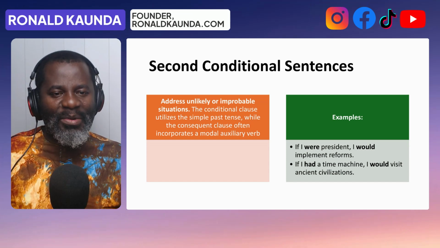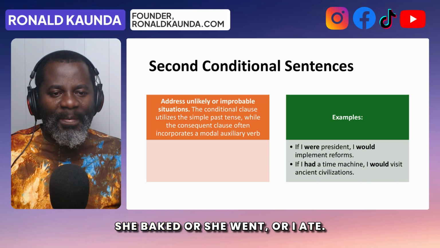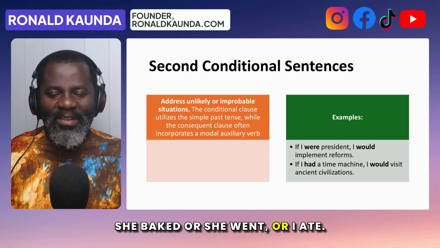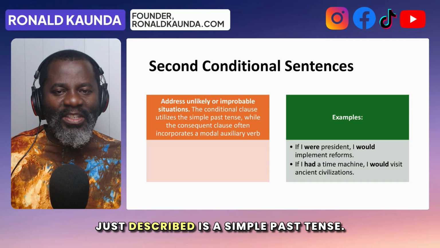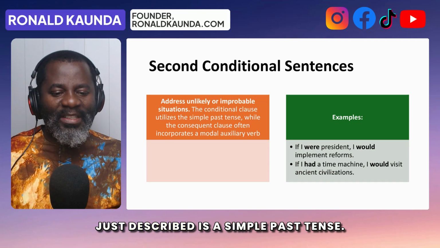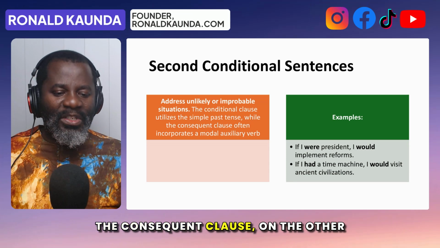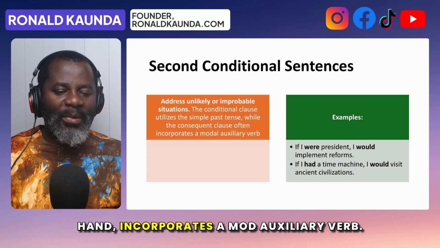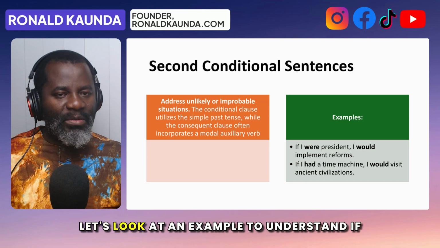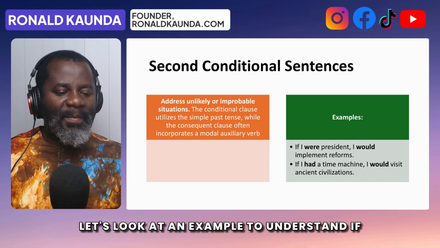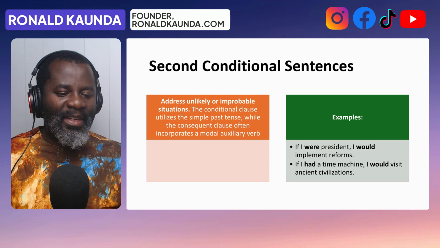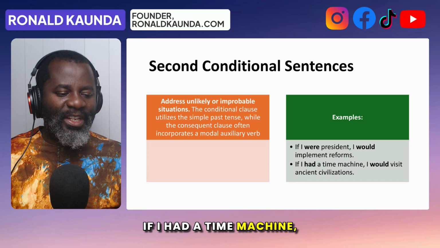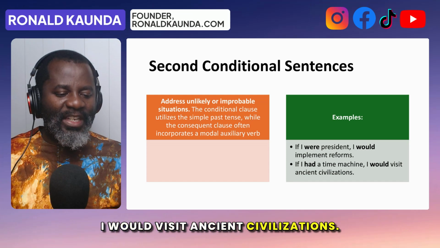For example, she baked, or she went, or I ate. Any tense that fits the criteria that I've just described is a simple past tense. The consequent clause, on the other hand, incorporates a modal auxiliary verb. Let's look at an example to understand. If I were president, I would implement reforms. If I had a time machine, I would visit ancient civilizations.